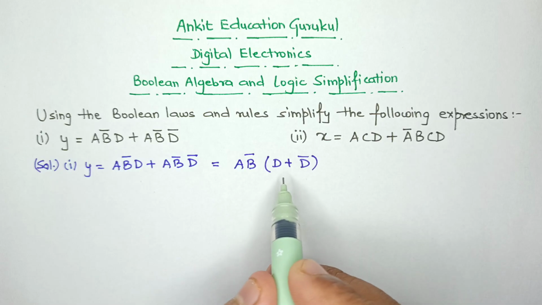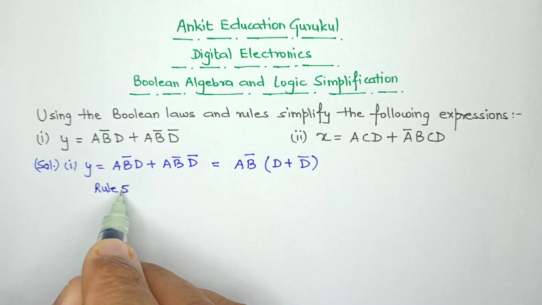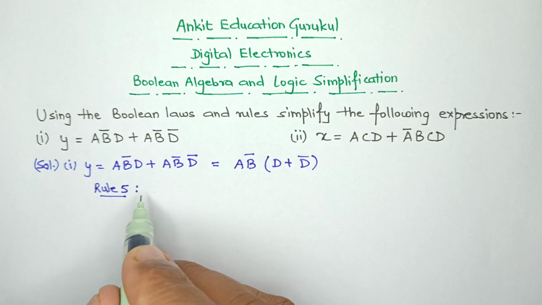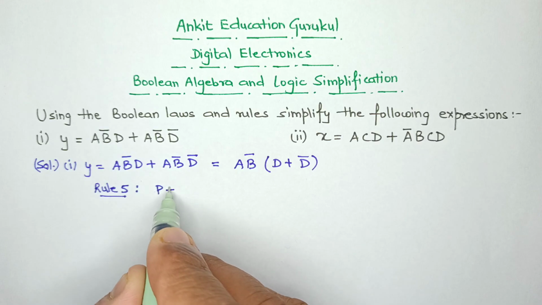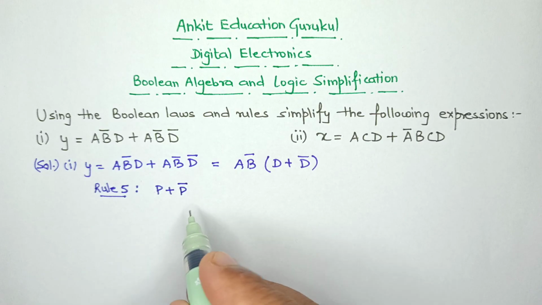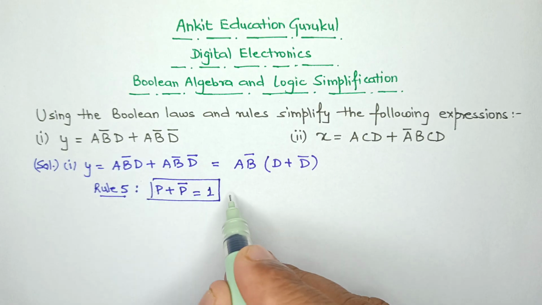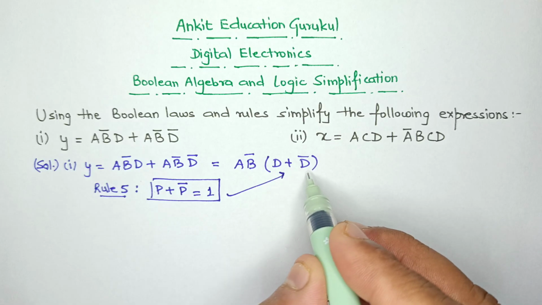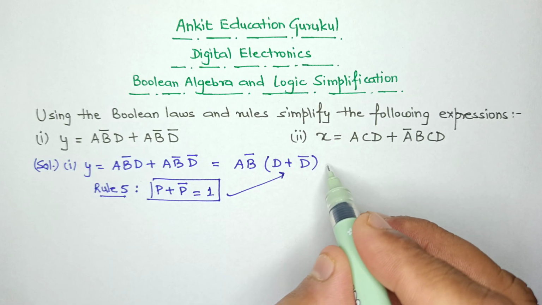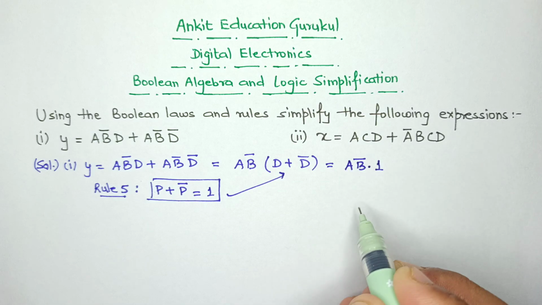Now there is a rule of Boolean algebra, rule number 5. Rule number 5 says that if you have a variable, let us say P, and you add the complement of the same variable to itself, then the answer is always 1. We apply this rule in this step, so D + D' is going to be 1. Right here we have AB' multiplied by 1.